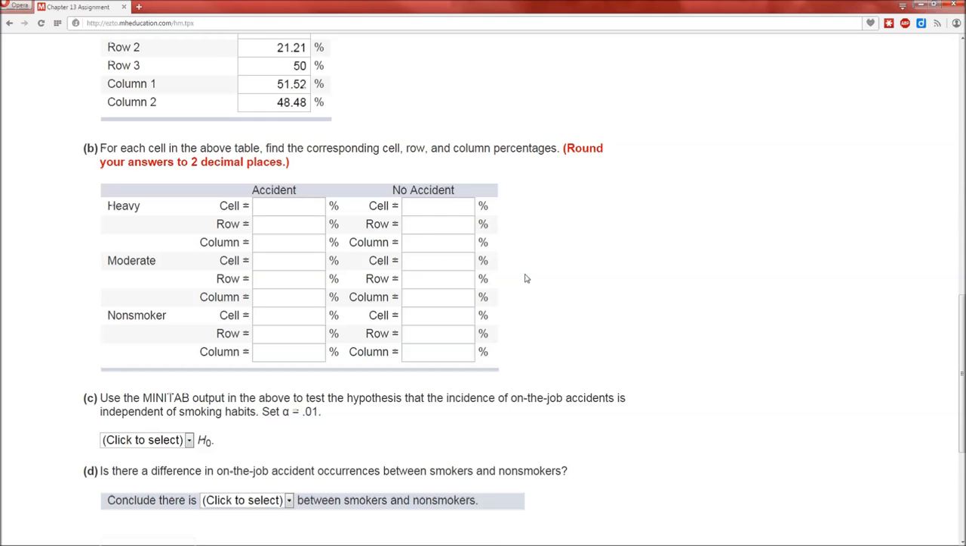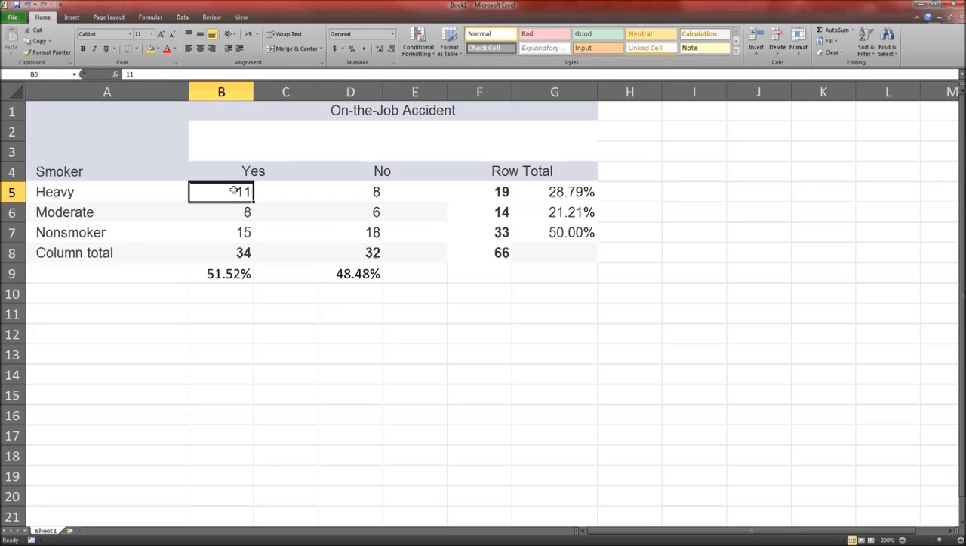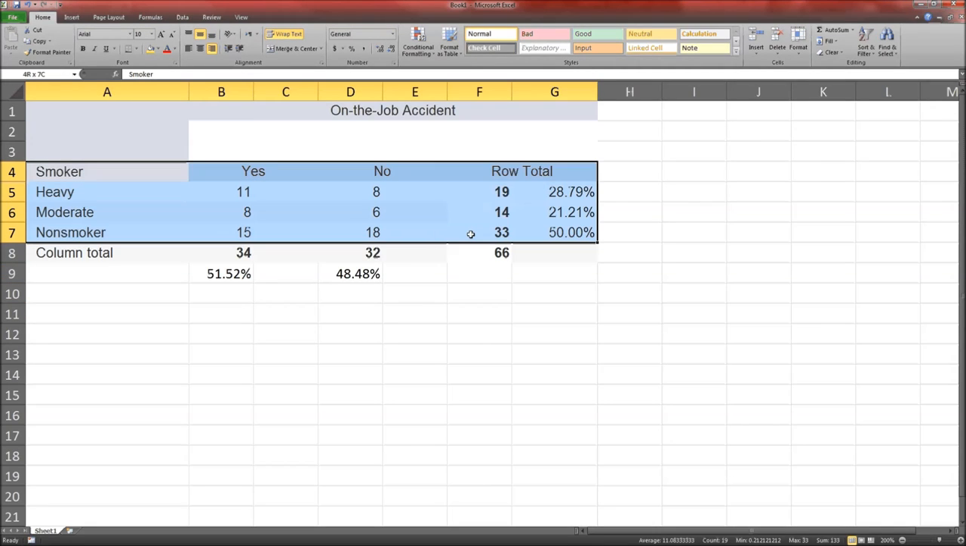B. Now we have to calculate cell percents. The cell percent is for that cell count divided by the total sample size. The row percent is the cell count divided by the row count. And the column percent is the cell count divided by the column count. So cell for heavy is 11. 11 divided by 66. Tell you what, let's just go ahead and copy this table again.